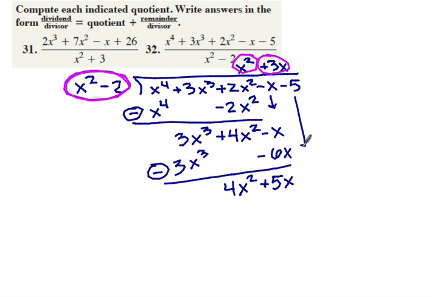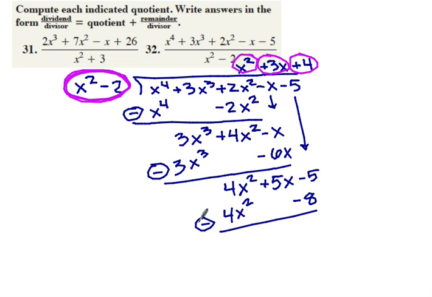And then we'll bring down that very last term. X squared times what gives us 4x squared? 4. And then we'll take that last one. We'll multiply it by the divisor one last time. We'll see that we end up with 4x squared minus 8. And when we subtract this out, 4 minus 4 is 0. 5 minus 0 is 5. And negative 5 plus 8 is 3. So we'll end up with this as our remainder.